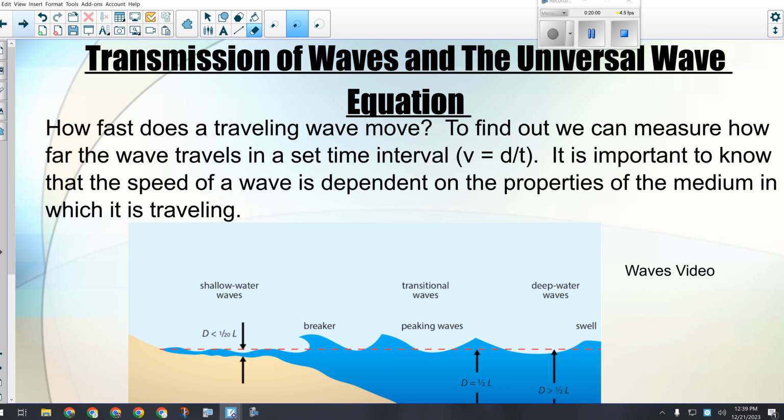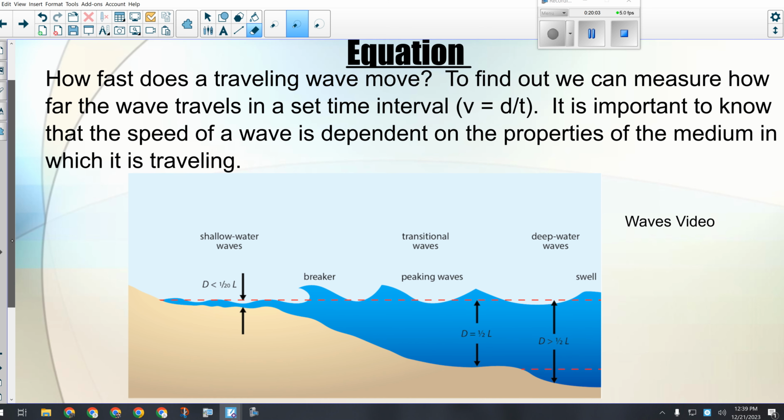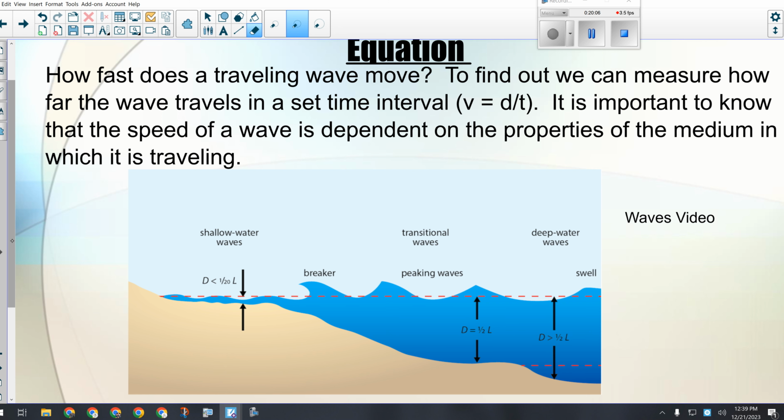So, how fast does a traveling wave move? Well, if we wanted to find that out, we could try and time it. If I was watching a wave move along and maybe there's 2 buoys, or 2 posts on a dock, I might be able to time how long it took the wave to travel from one post to the other, or from one buoy to the other. And then I could measure how far it was between the buoys or between the posts, and then I'd be able to figure out how fast it was going.